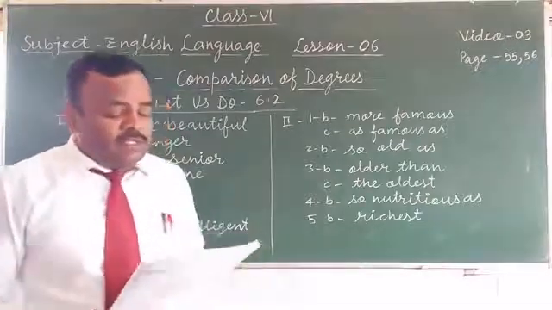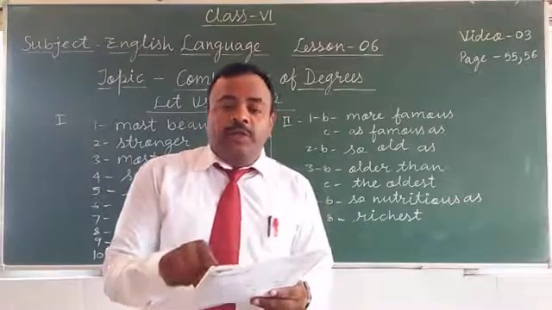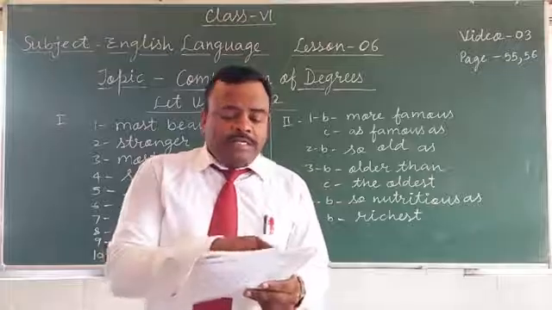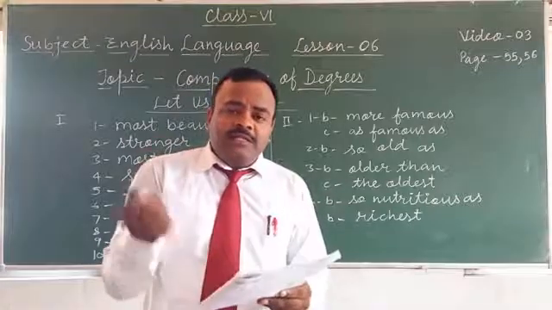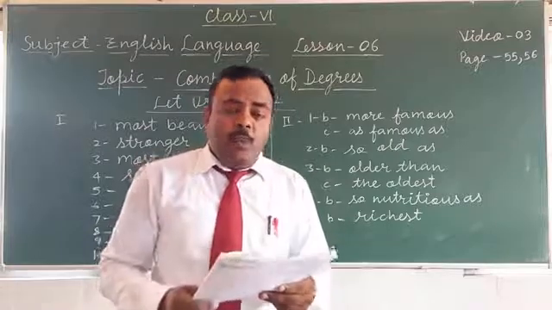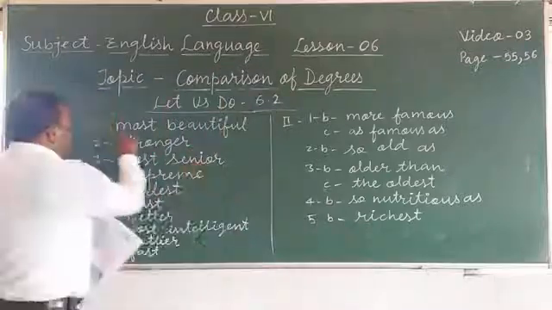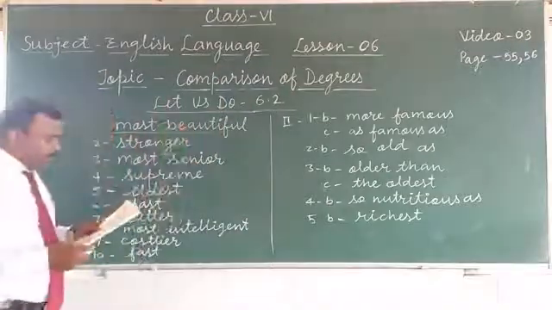First one is, this is the picture in the exhibition. Beautiful is given. So what will it be? This is the, it means superlative degree will be written. So this is the most beautiful picture in the exhibition. So you will write most beautiful picture.